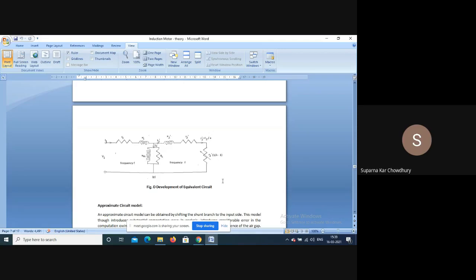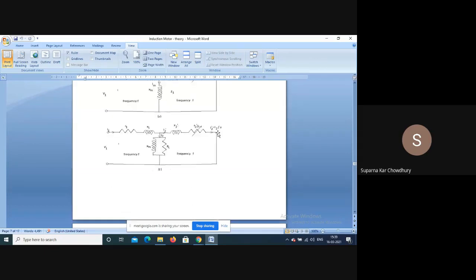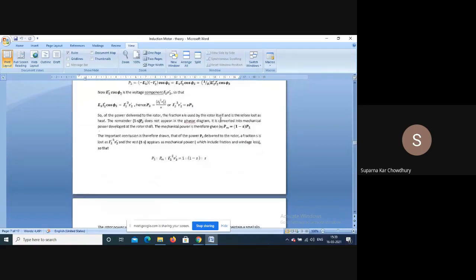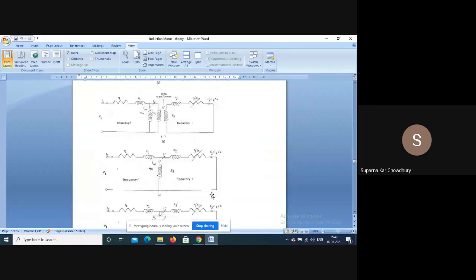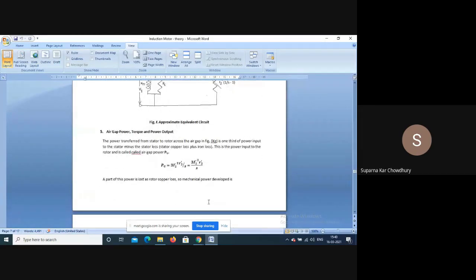So the mechanical power developed by the motor is the power dissipated across this resistance. This is also true because we have seen the power ratios in this way. So PM is equal to, from here, I2 dash square into R2 dash into 1 minus S by S. So this is the PM, the mechanical power developed. So we can develop the expression of the torque also.